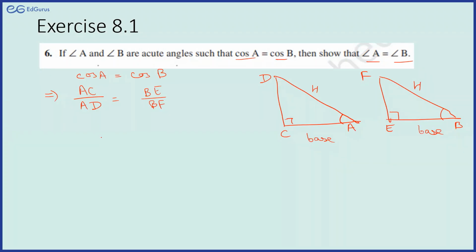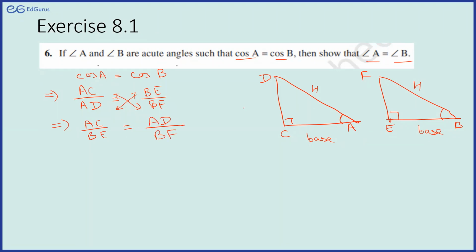Right? Now these two are equal and we want corresponding sides. अब corresponding sides क्या है? AC के corresponding है BE. So I want the ratio of corresponding sides. So I can take this here and this here. So ये क्या हो गया? AC upon BE is equal to AD upon BF.